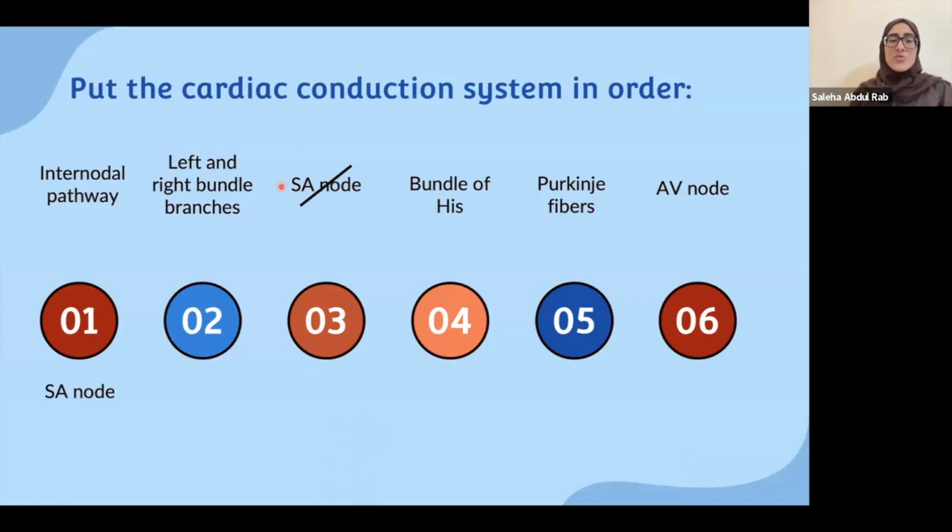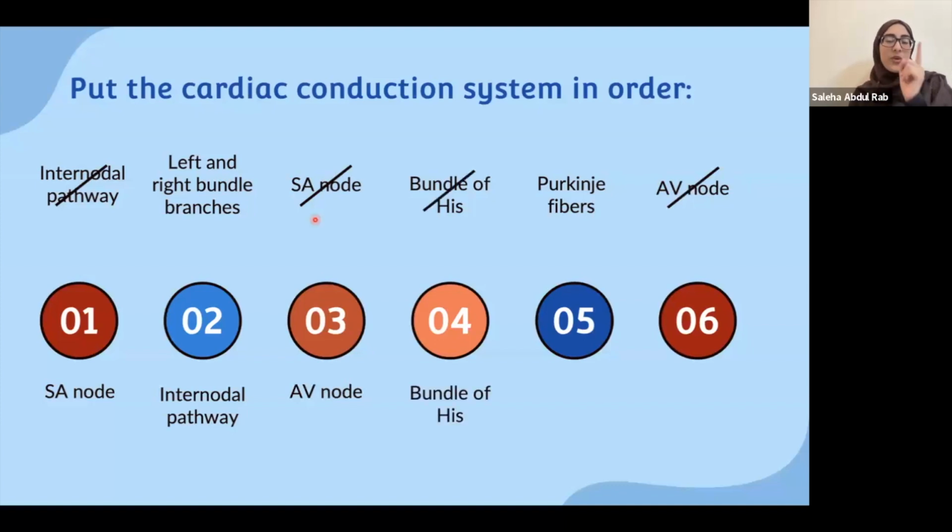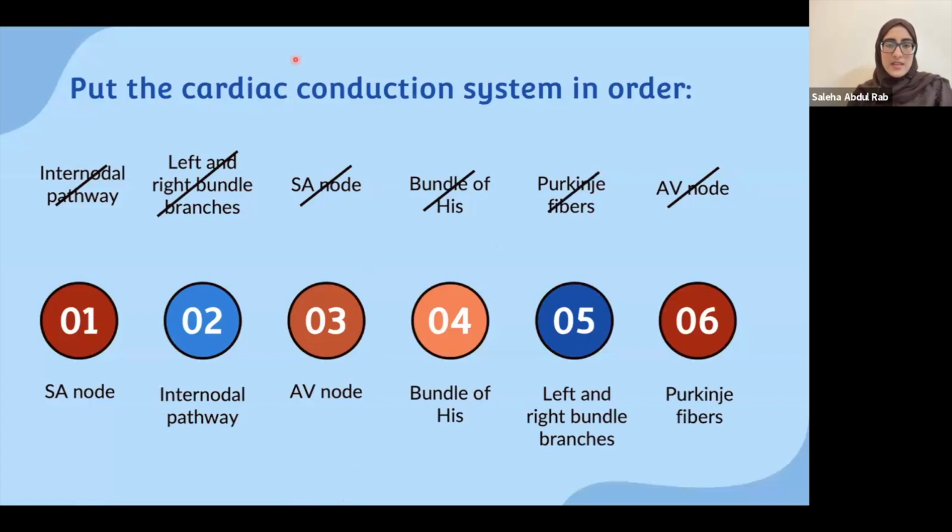Perfect. Then it goes where? Remember I mentioned this briefly. It goes to the internodal pathway, which is linking the SA node and the AV node. So SA node, internodal pathway, AV node. Next, we have what? We have the bundle of His. That's the fourth thing, or the fourth in line. From the bundle of His, where does it go? It goes to the left and right bundle branches. Yep. And finally, it terminates as the Purkinje fibers. I think you guys all got it right, whoever is answering. Yep. Perfect. Okay. Yeah, wonderful.